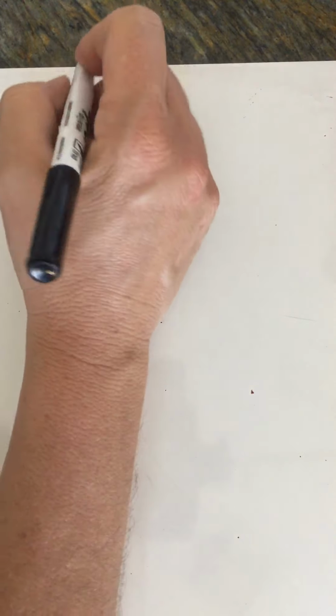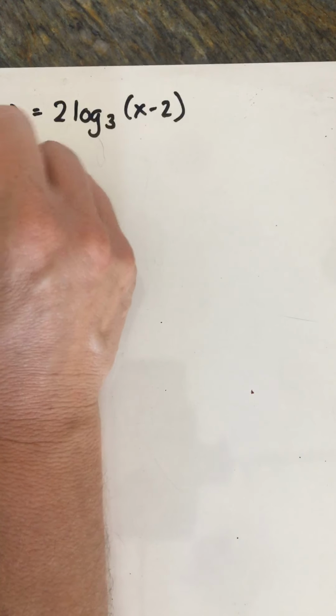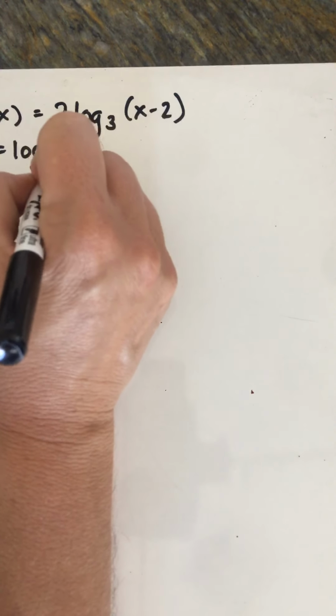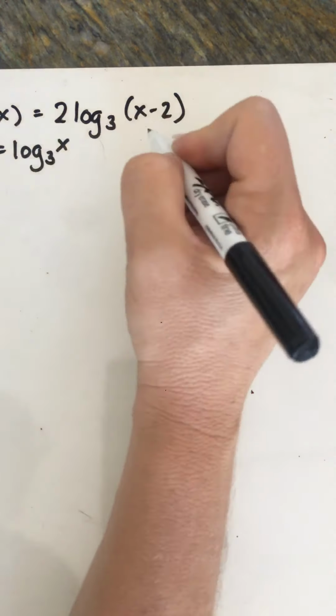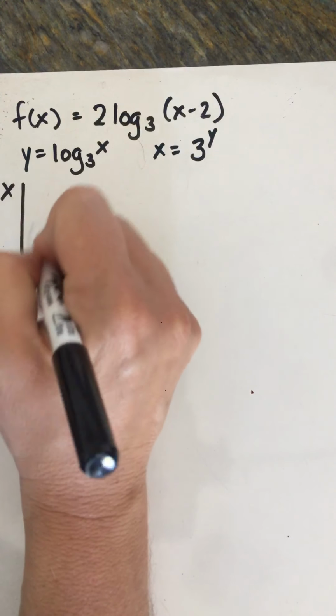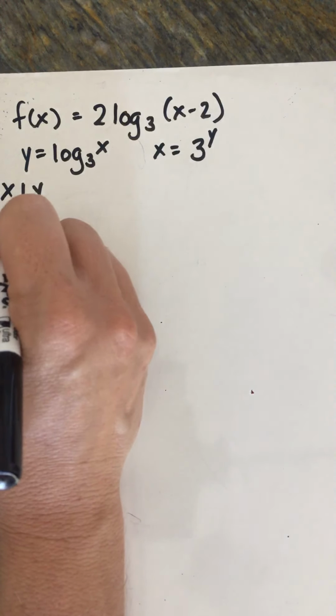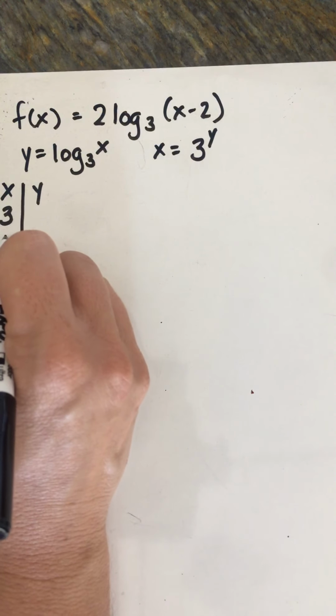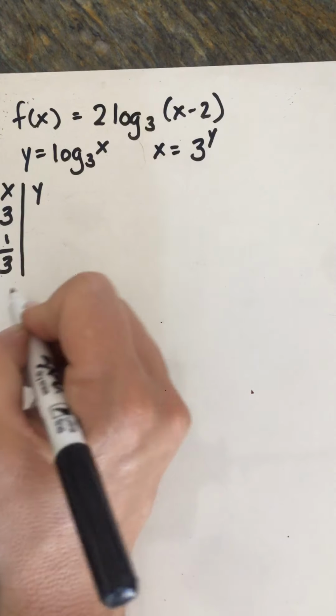So let's go back to what we were looking at, graphing f of x equals 2 log base 3 of x minus 2. And we'll do just the parent function, so we'll do y equals log base 3 of x. If you prefer it in the form x equals 3 to the y, that's fine. But let's do a little table. And on our table, we have 3, we have 1/3, and we have 1.